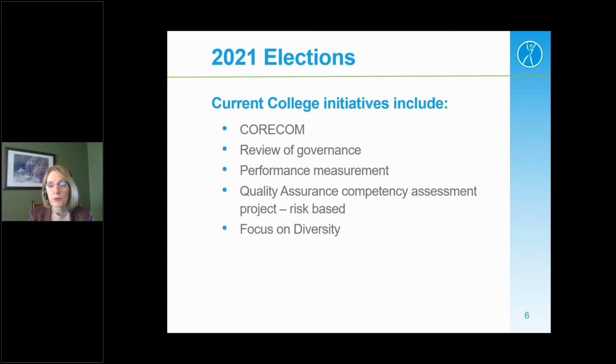There's a few other things we're working on, and that is some more clear expectations for occupational therapists and their role in supporting the diversity of our province.